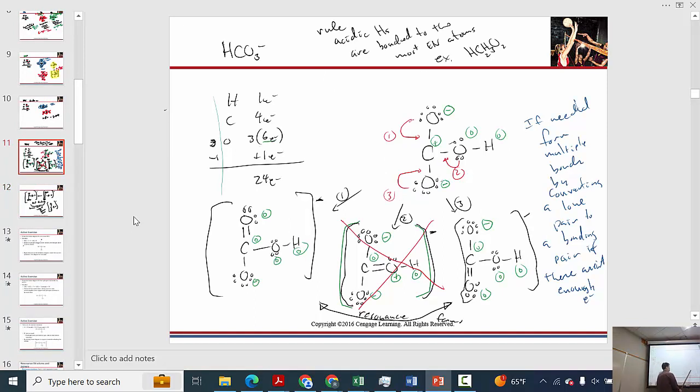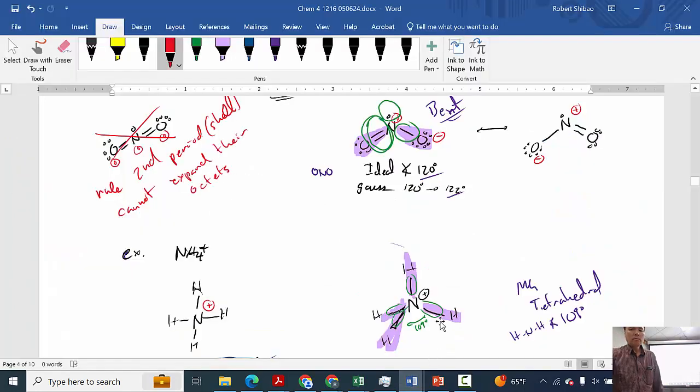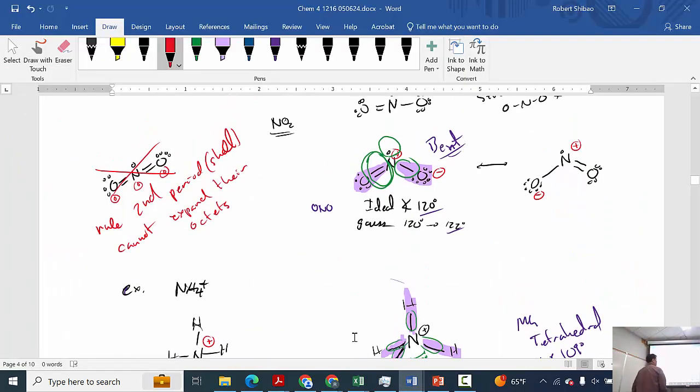Here there were 3 choices, but I only drew 2 because this choice here was too energetically unfavorable due to the formal charges. And so there were only 2 resonance forms here, and these 2 resonance forms were equal in terms of energy.